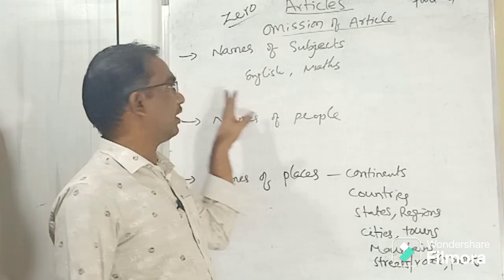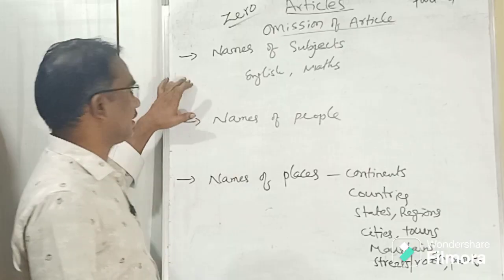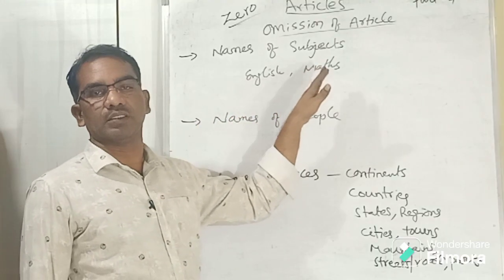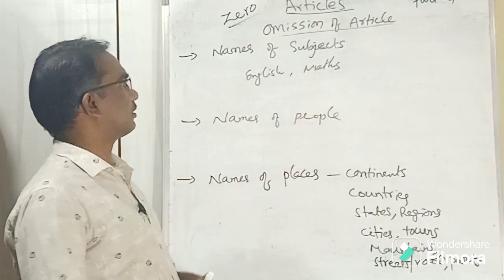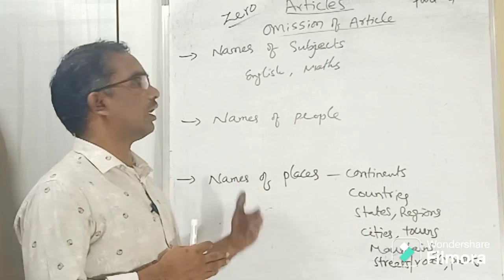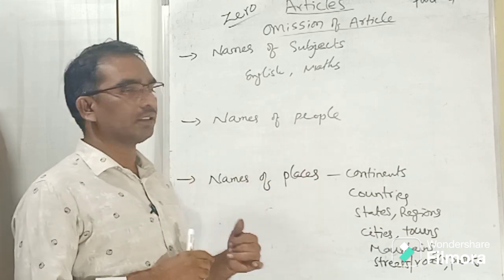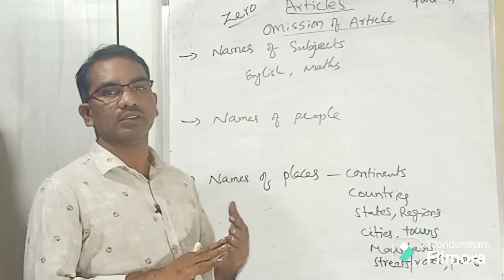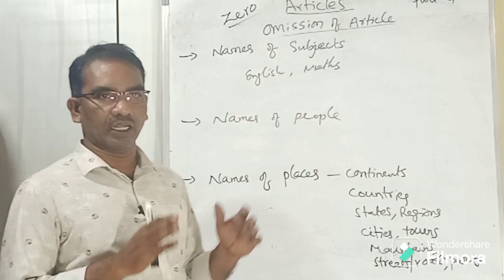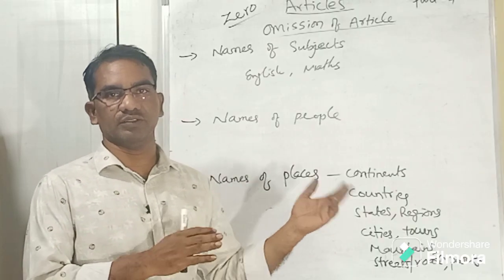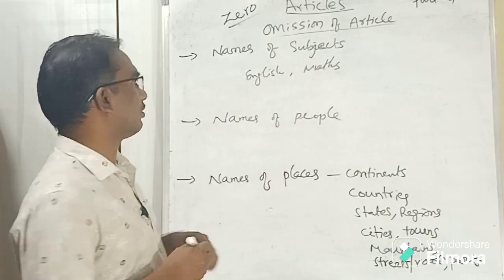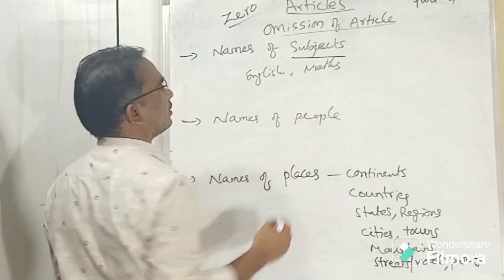The next point here is names of subjects. English, maths, economics, science, etc. When you mention the names of subjects, you don't need to use the article the. For example, English is my favorite. I don't like mathematics because it's very difficult. So when you talk about subjects, no article is used.